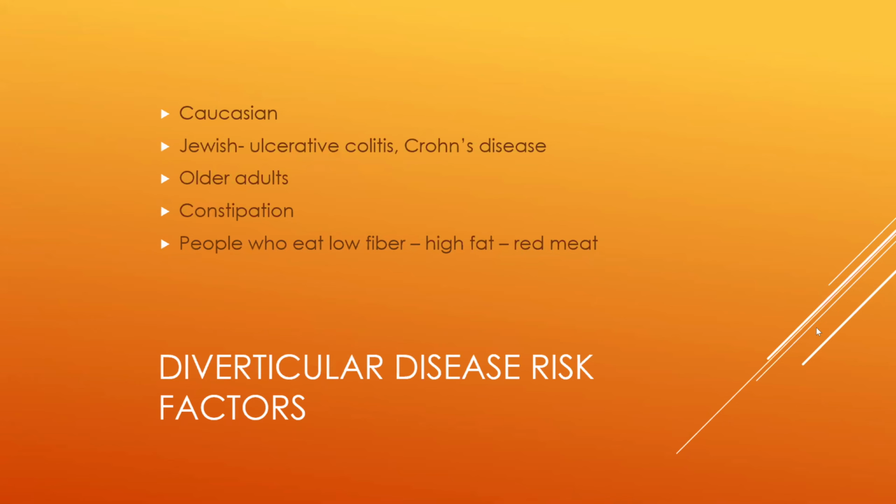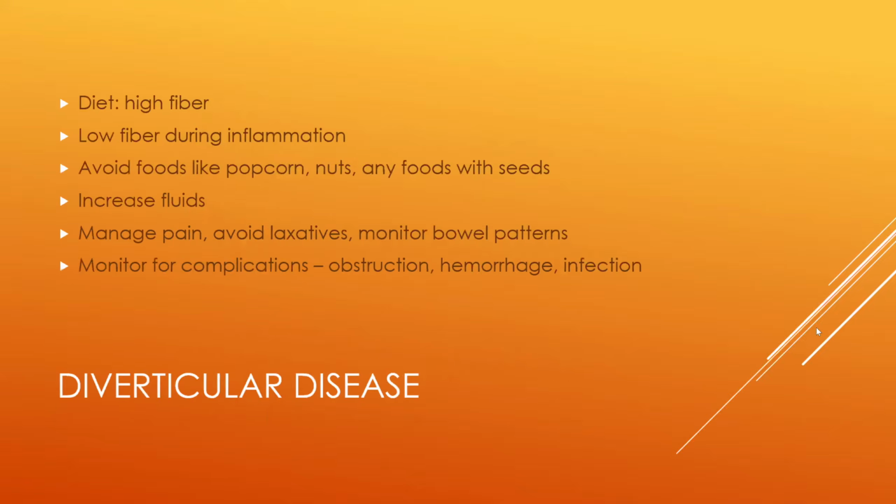And then here are our risk factors for developing this disorder. Here we are again. Jewish people, Caucasian, constipation frequently, people who eat low fiber, high fat, red meat are at risk for diverticular disease. These are the things that we tell them to avoid. Popcorn, nuts, any foods with seeds. Drink more fluid. Manage your pain. Take your laxatives. Don't get constipated. Monitor yourself for any kind of symptoms of obstruction or any kind of increasing abdominal pain. Pay attention to how often you're moving your bowels. Stay on a high fiber diet.